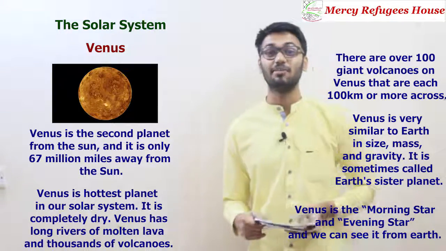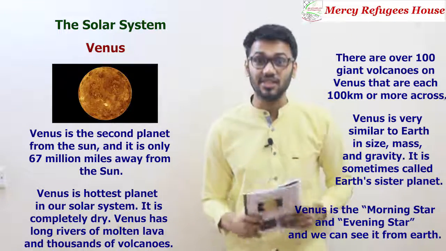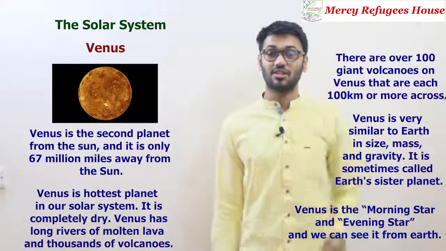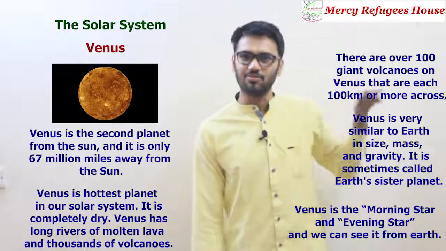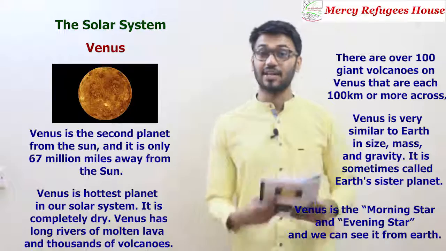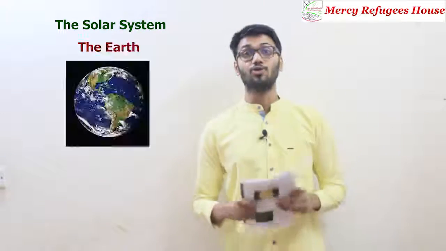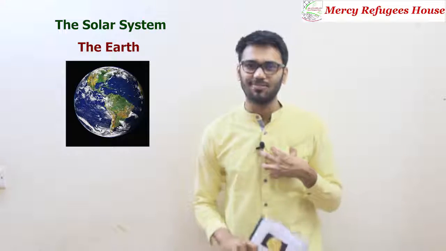Alright, keep looking at the sky. You will see the Venus, the morning star or the evening star. There is a star here. We can see it from Earth every day. That is the Venus. Now, let's talk about the Earth, our planet, right?